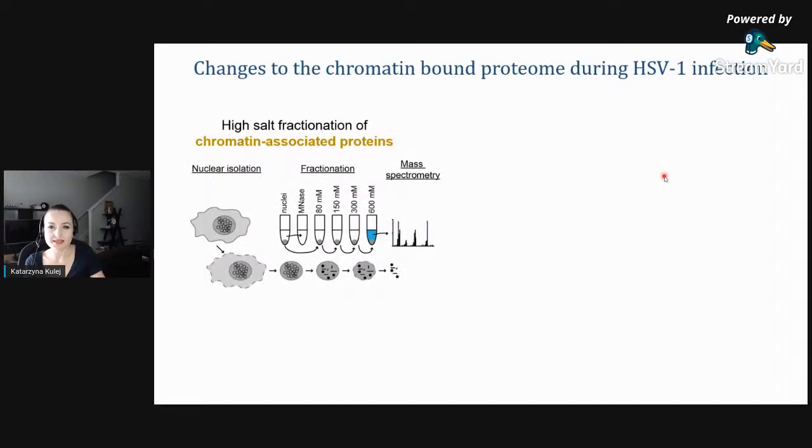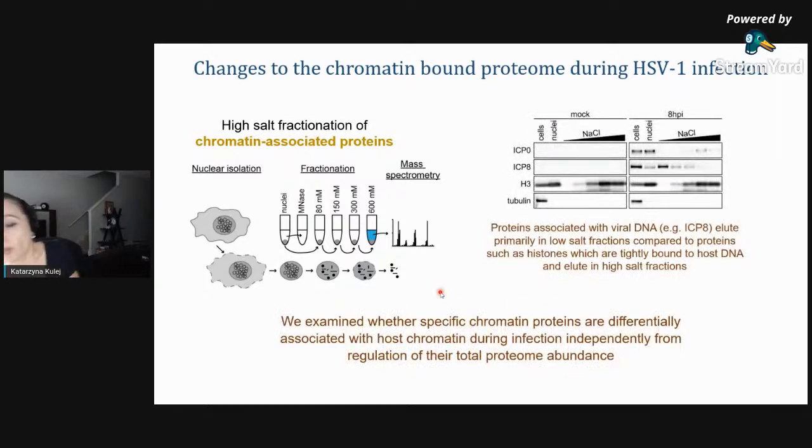So how did we analyze that? In this case, we took a cell, we purified the nuclei, and we started washing the nuclei with increasing concentrations of salt to wash out the loosely bound proteins and only analyze those which are tightly bound to the chromatin, and look at how they change in our infections. So what we analyze is only this last fraction, washed with the highest salt.